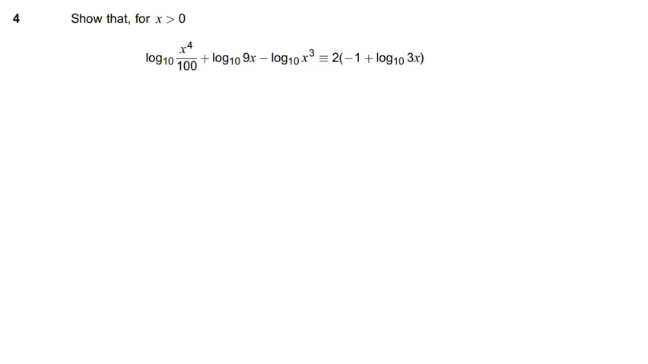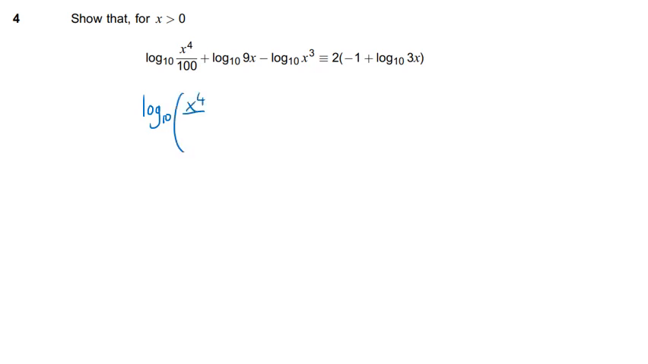Show that if x is greater than 0, then this identity is true. Well, let's work on the left-hand side. Using our rules of logarithms, if we add logs together, we can write that as a log of a product. If we subtract a log, then it becomes a quotient. So we just put all of that together.